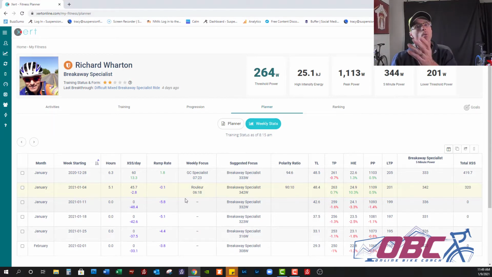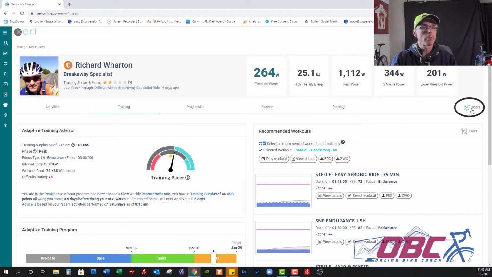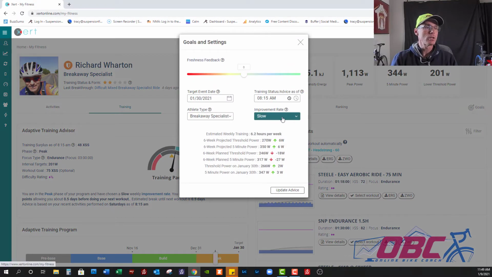So today I want to do intervals or something of intensity that brings that focus back into the 5 minute window, plus or minus 30 seconds. If we go back to the training, and then we pop into goals, what we can see is I'm at the slow improvement rate.